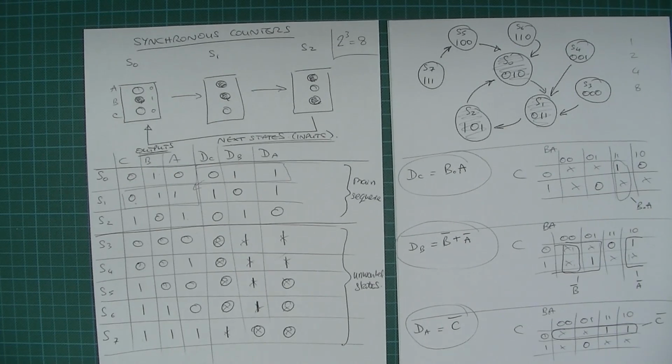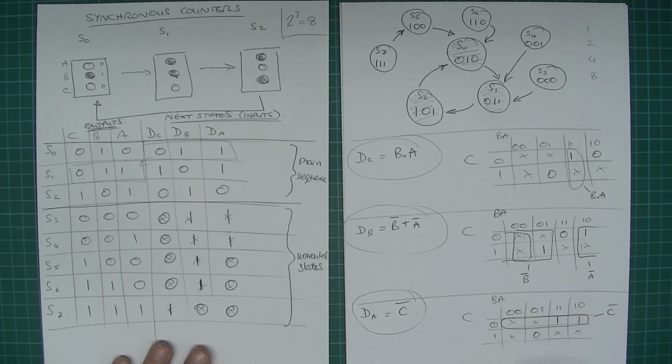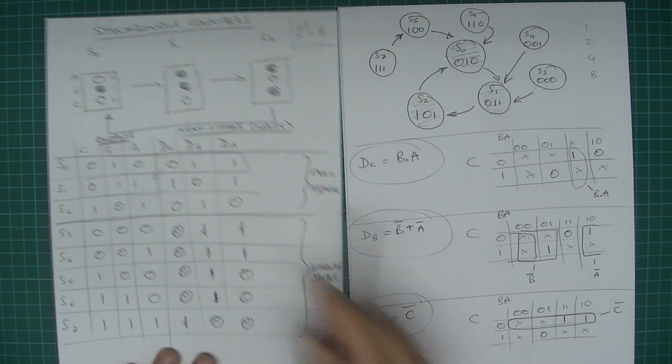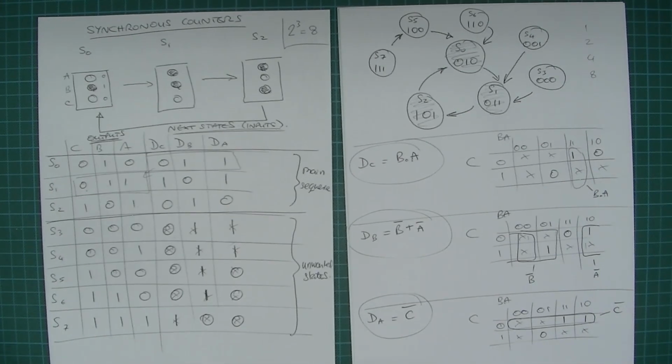Cool, okay, so hopefully that makes sense. The next stage then is to use these to make the synchronous counter using D-type flip-flops. I'm just going to pause this video, grab a drink, and then we do the next part.